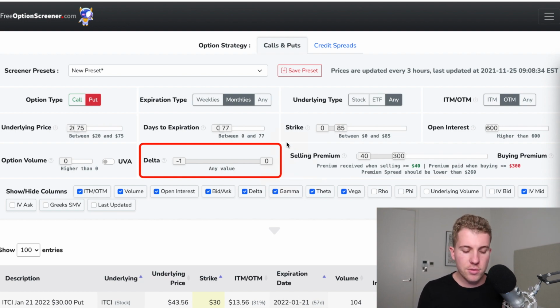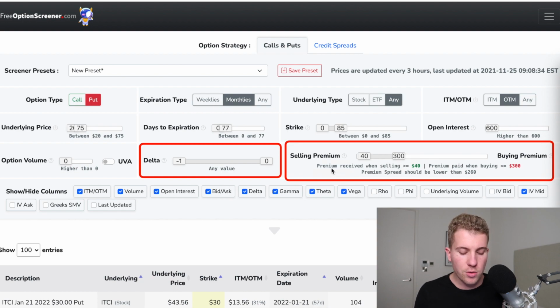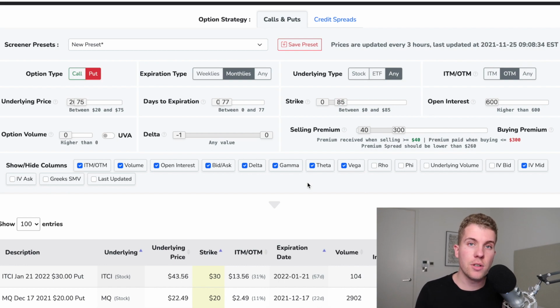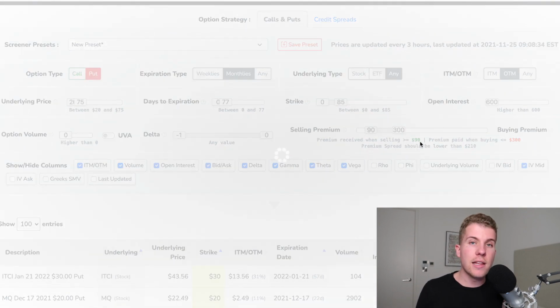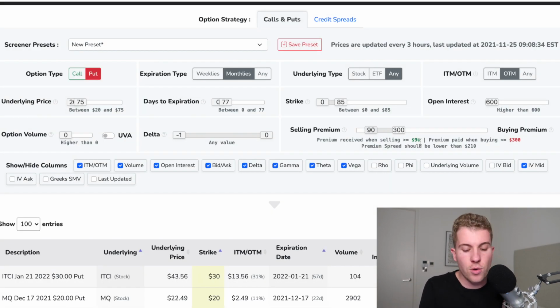Then after that, you have the selling premium box where you see that there is an explanation below. Premium received when selling is above $40, and premium paid when buying is under $300. That filter is going to filter the premium of the options, meaning that if you, for example, set it to 40, then it's only going to show options with a premium that is minimum 40 cents or $40. As one contract controls 100 shares, if the option premium is 40 cents, then the actual value is $40. That's the $40 that you see. If you put $90, then the option premium will be minimum 90 cents or $90.